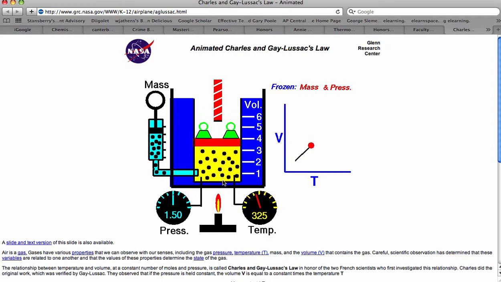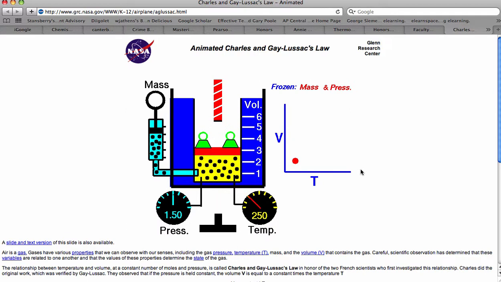An animation of Charles' law is seen here. We have a piston that's heated. The piston's free to move. As the heat's applied, the gas molecules increase in energy and push against the piston and raise it up. The volume increases when temperature increases. This is because the gas molecules have increased energy and push up on the piston.